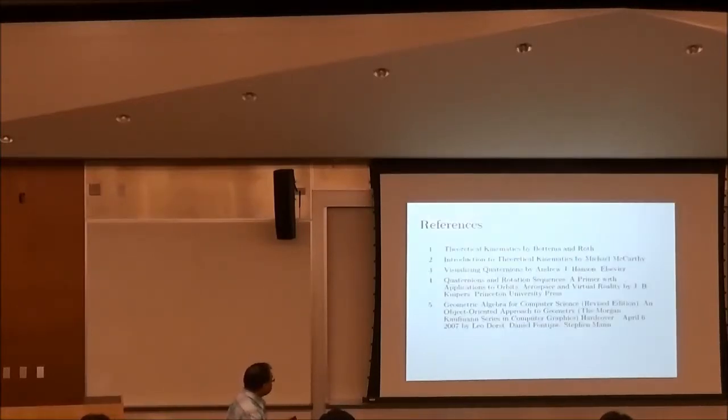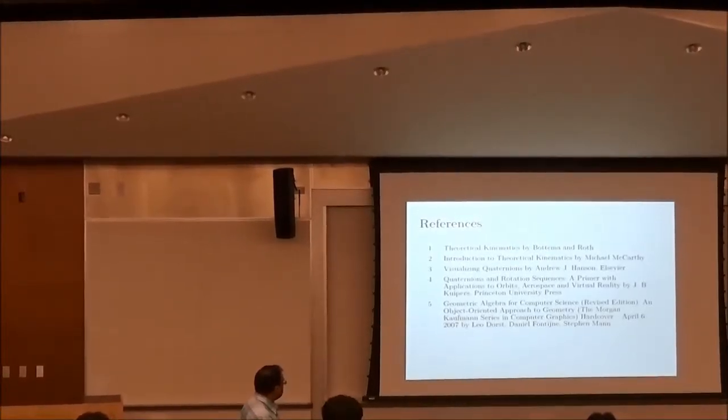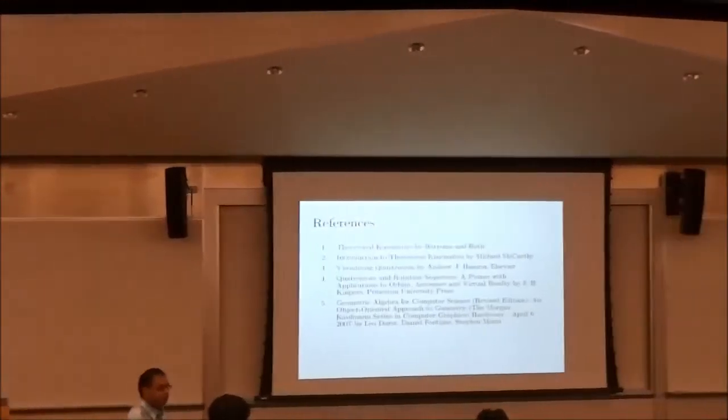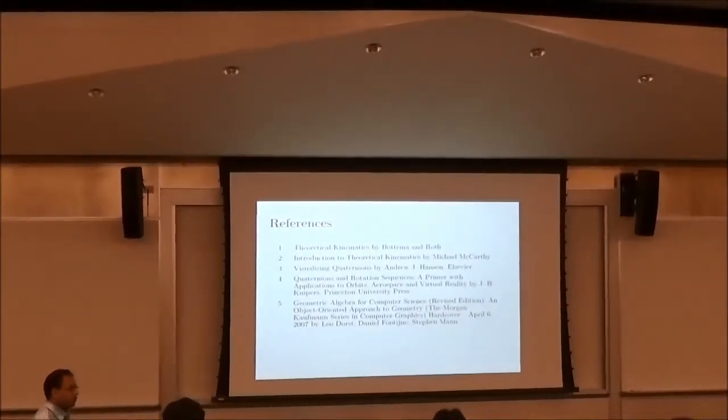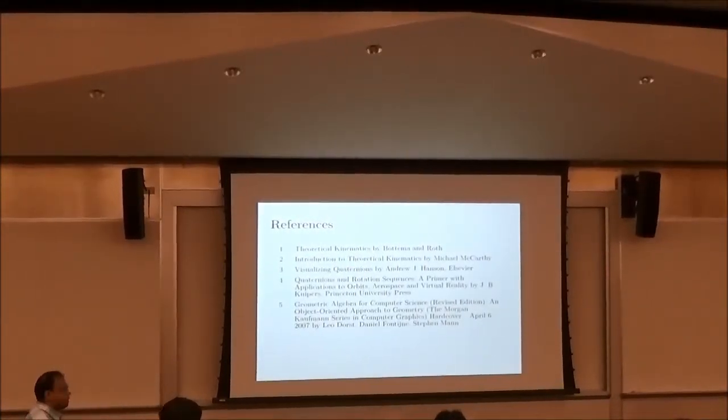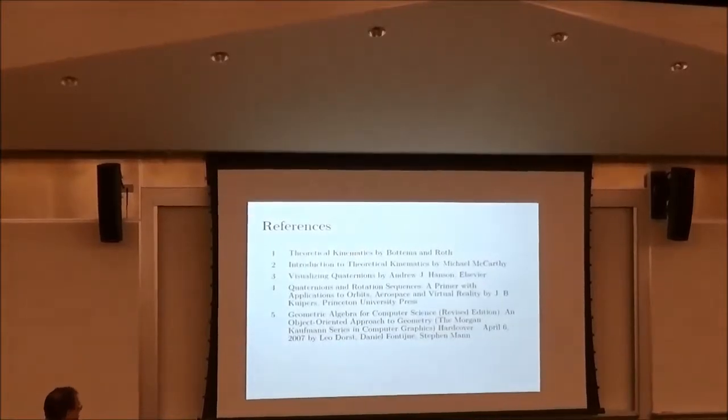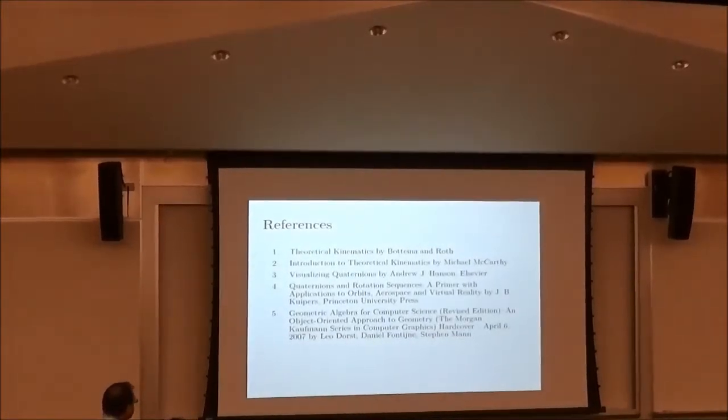All right, so first thing is references. The material I'm about to present, the slides I put together, but the basic material is coming from different sources. The Theoretical Kinematics book by Arthur and Roth, by Christian McCarthy, and there are some books on quaternions from which I've taken some material. Geometric Algebra for Computer Science, there are quite a few books on geometric algebra, another name for Clifford algebra, where you find a more detailed discussion.